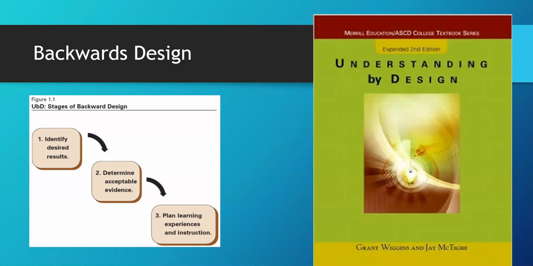They argue for this idea of backward design, where you start by identifying what you want students to be able to know or do at the end of a lesson, or at the end of a course, or at the end of your curriculum. And then the next step is to determine the acceptable evidence. So the next step is, how will I prove that students have done this?